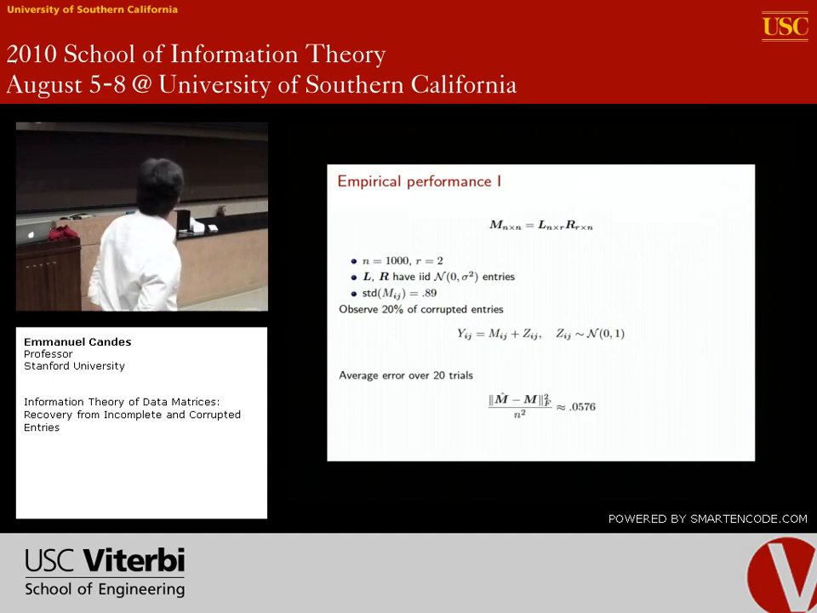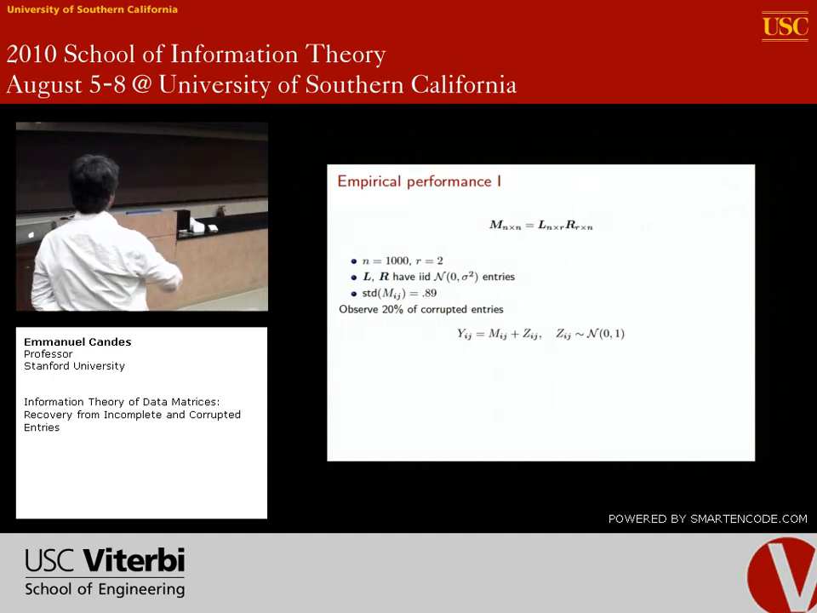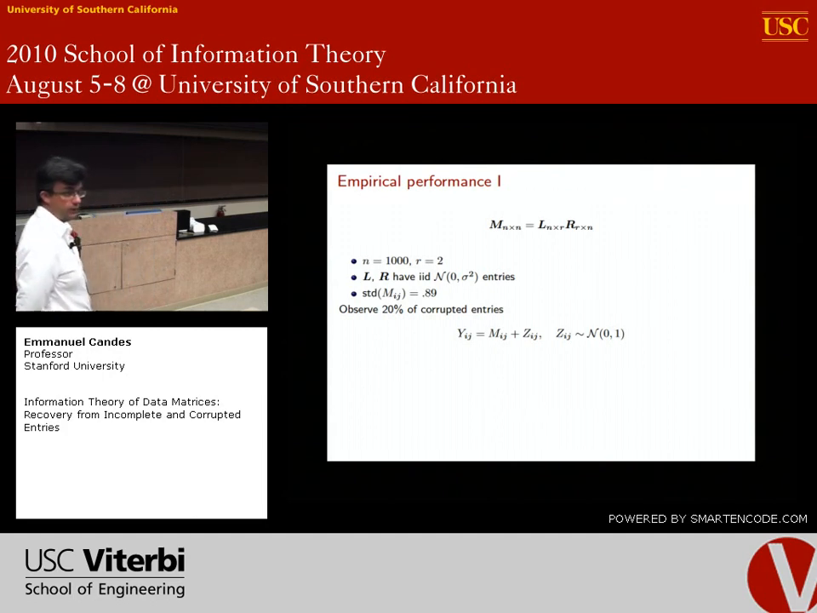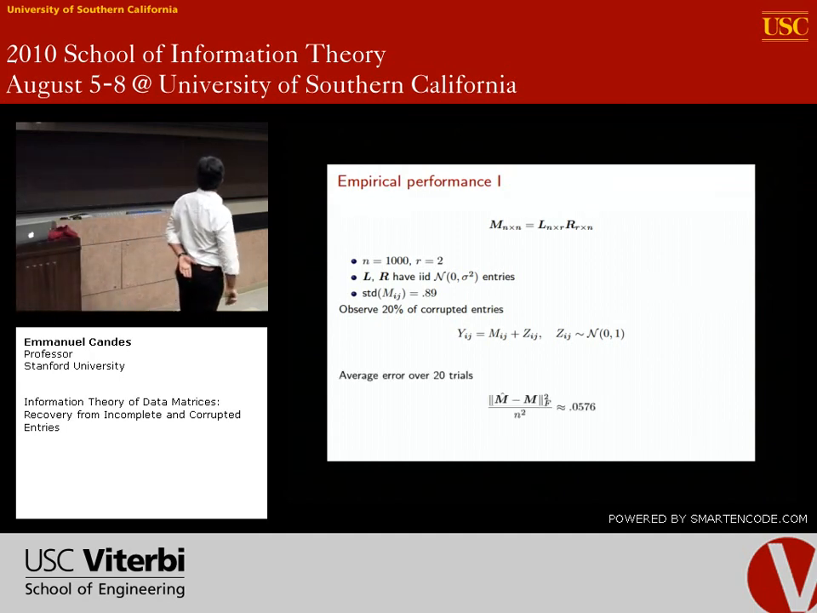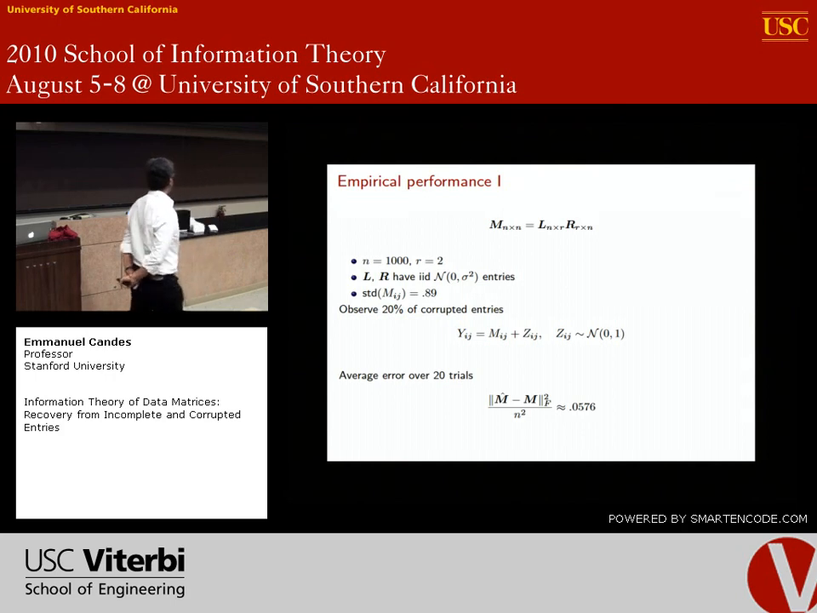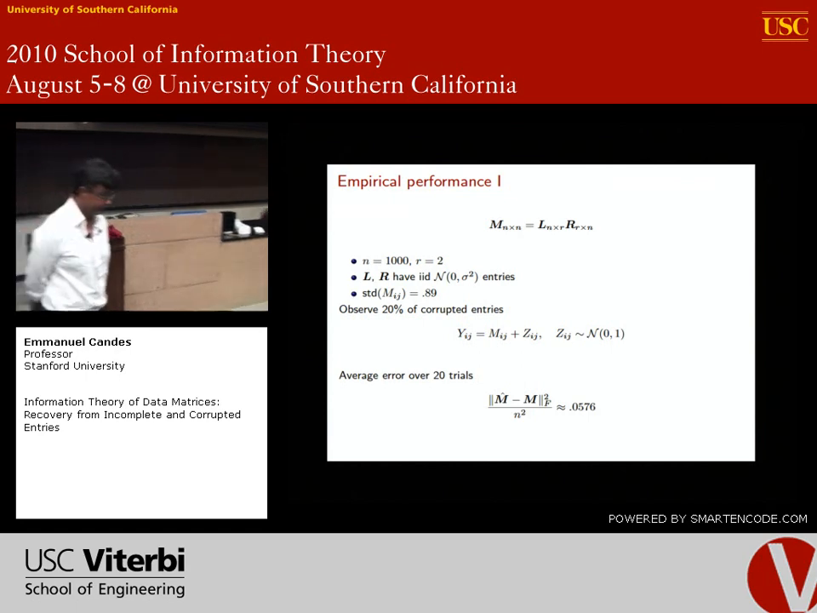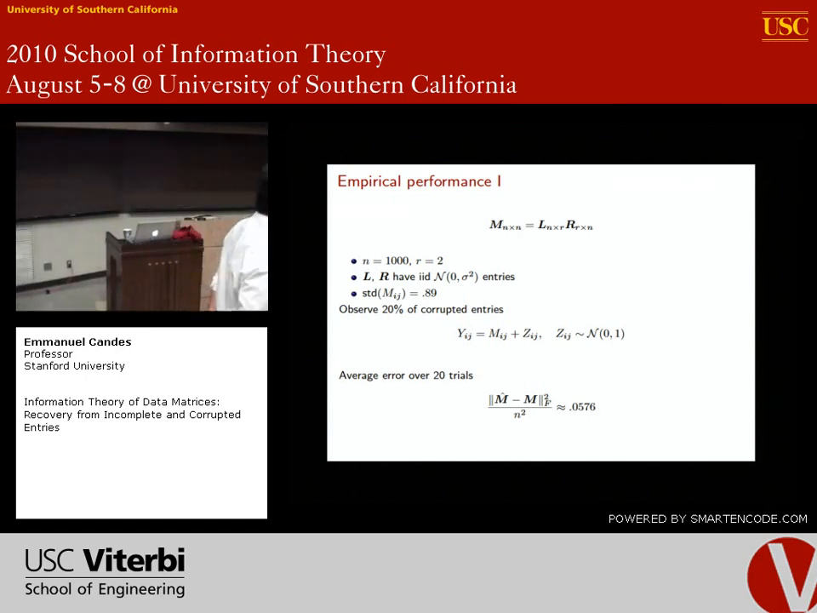Nevertheless, I'm going to show you only 20% of these entries. I'm going to remove 80% of all these entries. So I show you 20% of extremely corrupted entries. And then when I run this algorithm and I average over 20 trials, this is what I get. I get that the recovery, M hat minus the truth, divided by the number of entries is 0.05.